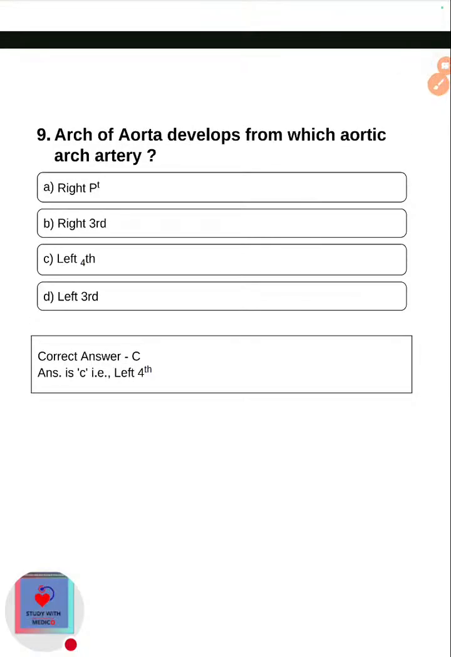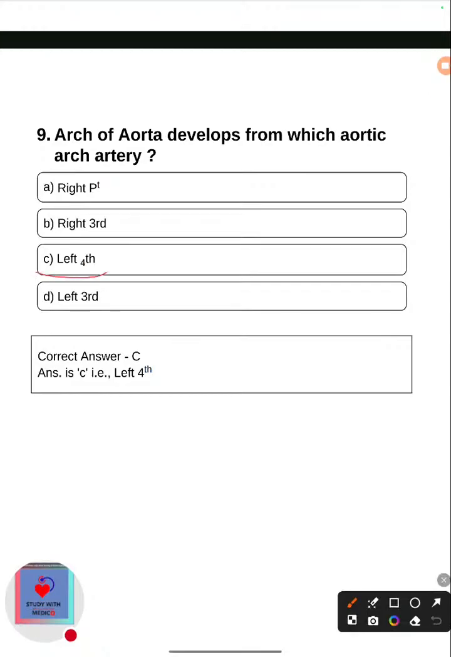The arch of aorta develops from which aortic arch artery? The fourth left. We will see this in detail.